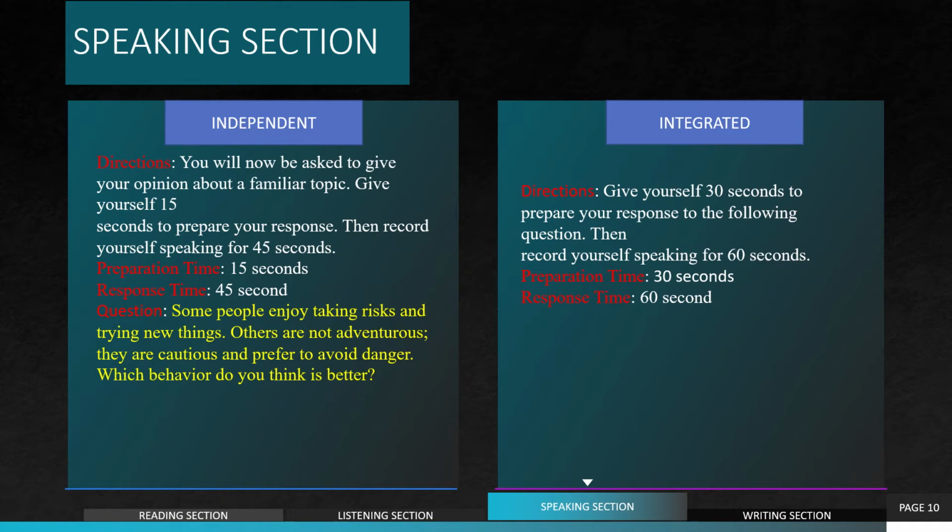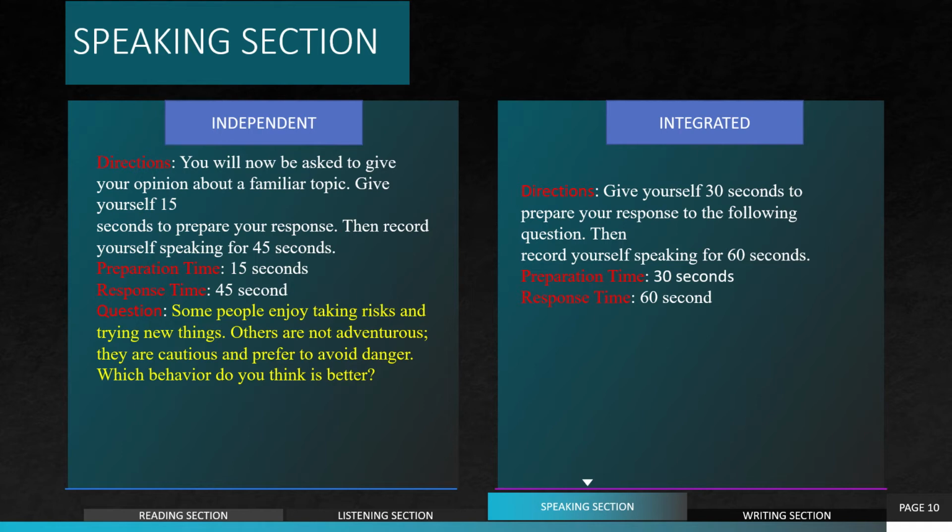As you can see on the screen, these are the directions you will be given for different tasks. Here you can see for independent tasks the directions are: you will now be asked to give your opinion about a familiar topic. Give yourself 15 seconds to prepare your response, then record yourself speaking for 45 seconds. Here you will be getting 15 seconds for preparing your response and 45 seconds to answer.